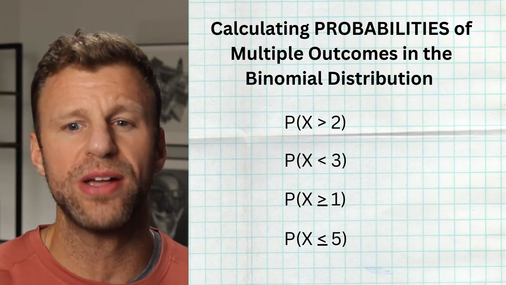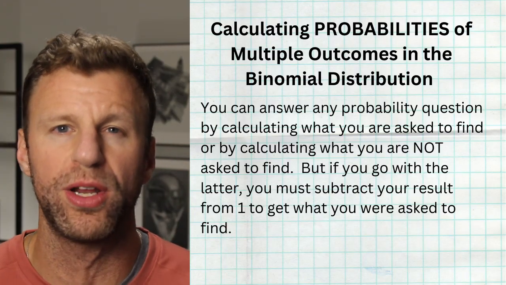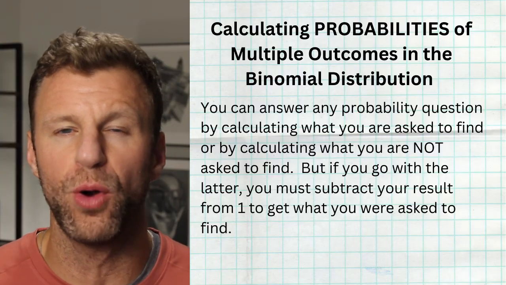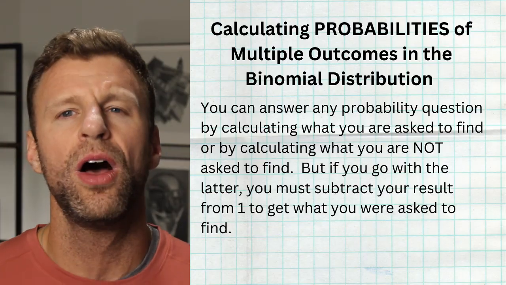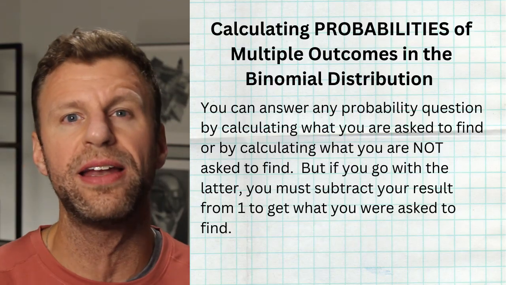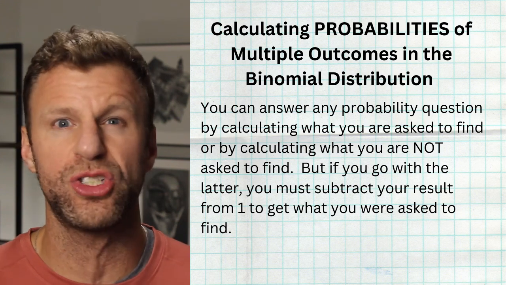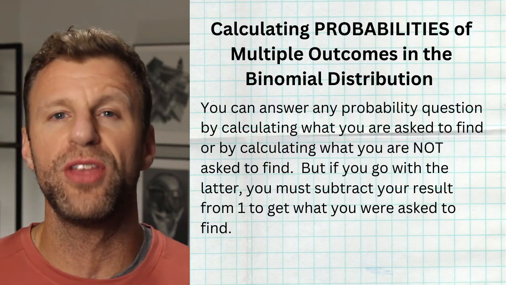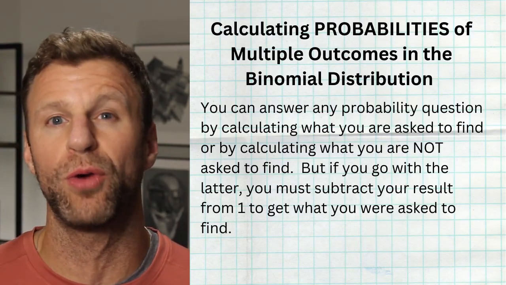Now the first thing we need to know is that you can answer any probability question by calculating the probability of exactly what's asked of you, or you can calculate the probability of what you don't want to find, or what you're not asked. And maybe you're like, hold on, what? What are you talking about? All I'm trying to say is this: when you are asked to find a probability, you could do the work to find that probability. Or you could do the work of not that, which you don't want to happen. But if you're going to go the route of finding the probability of what you don't want, then you just simply have to do 1 minus that probability. That way you can get back to the probability of what you do want.